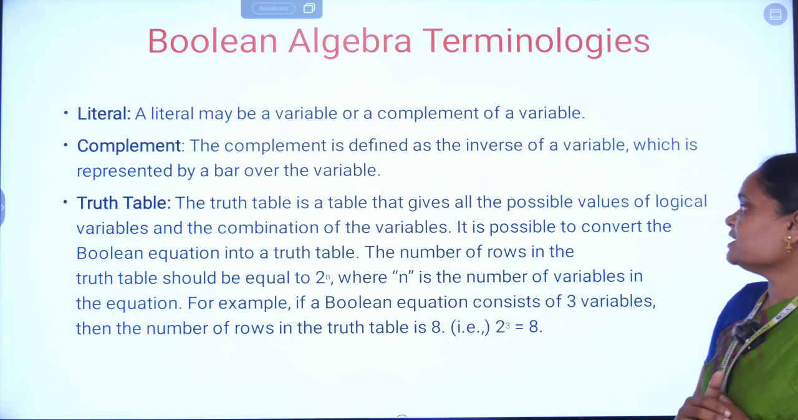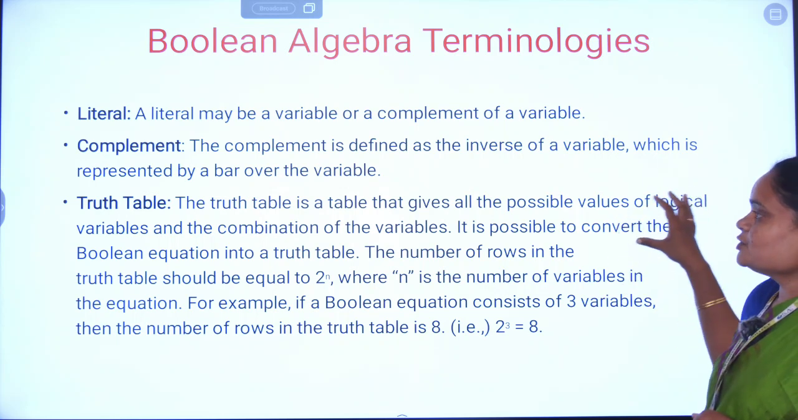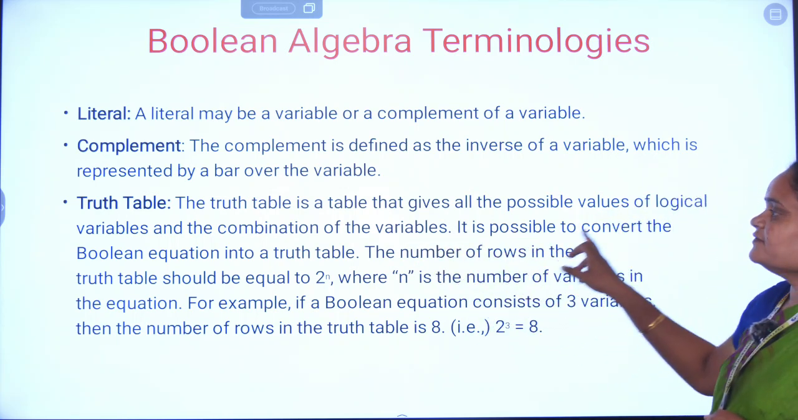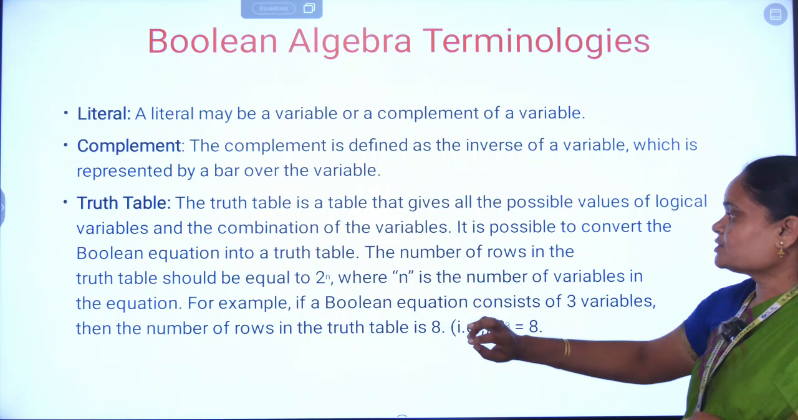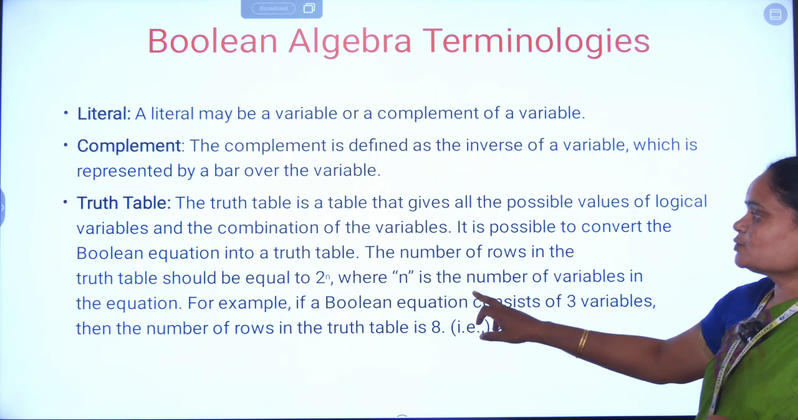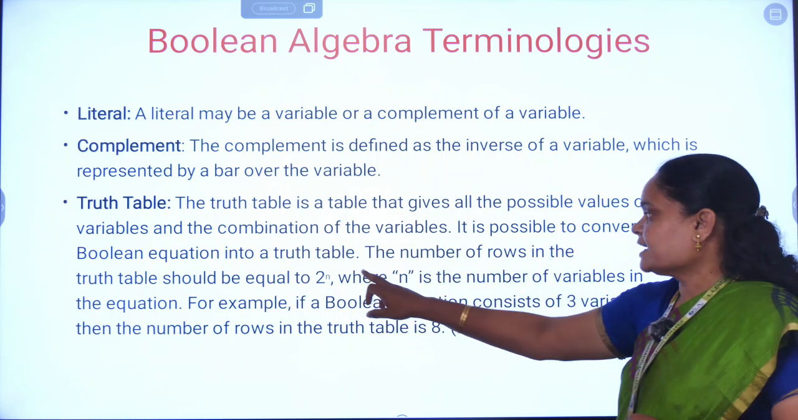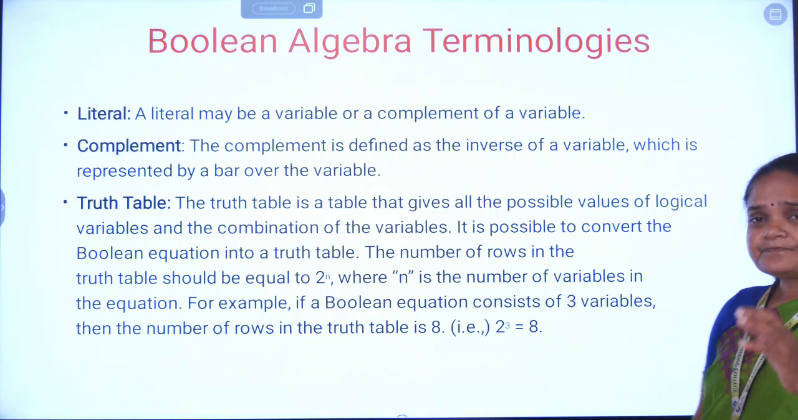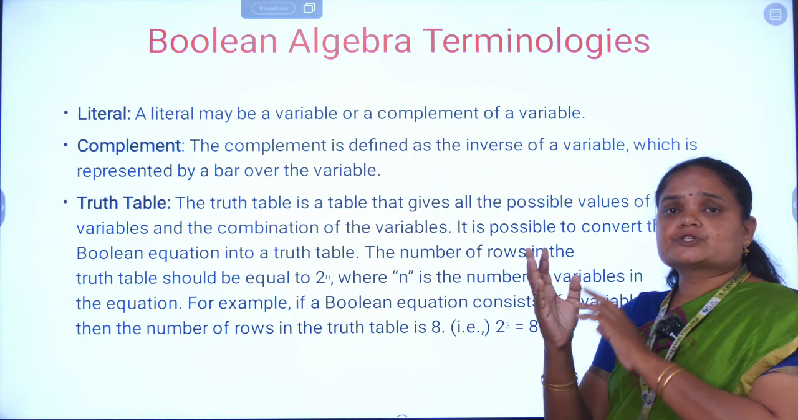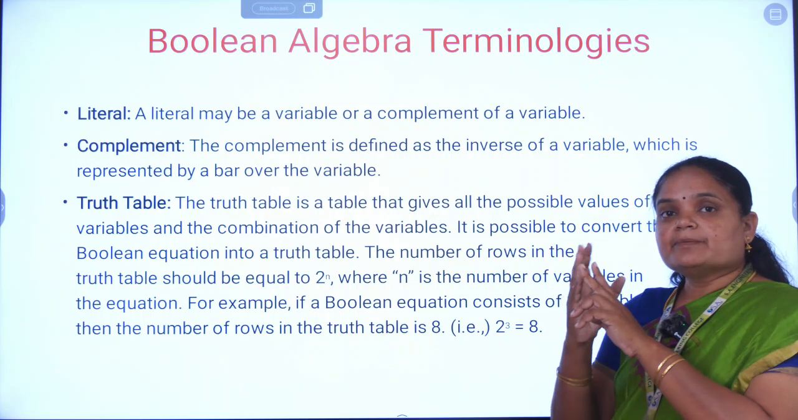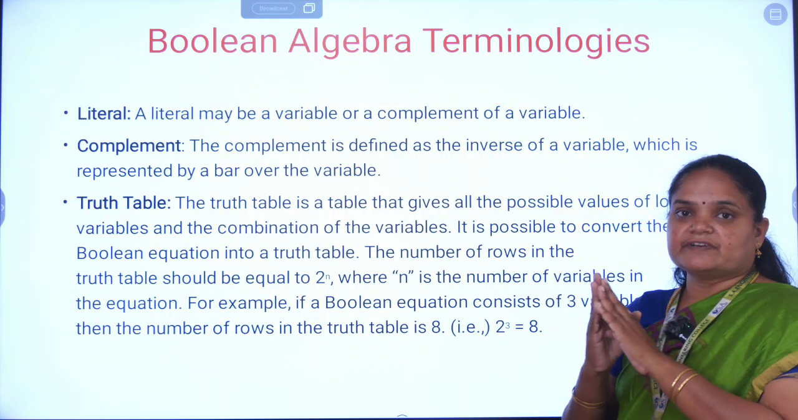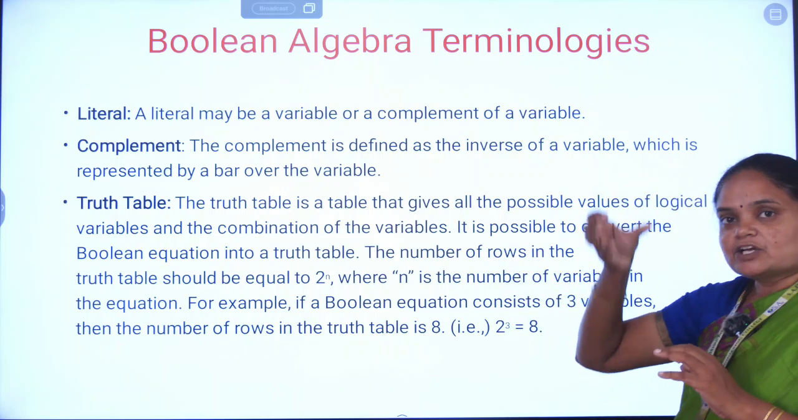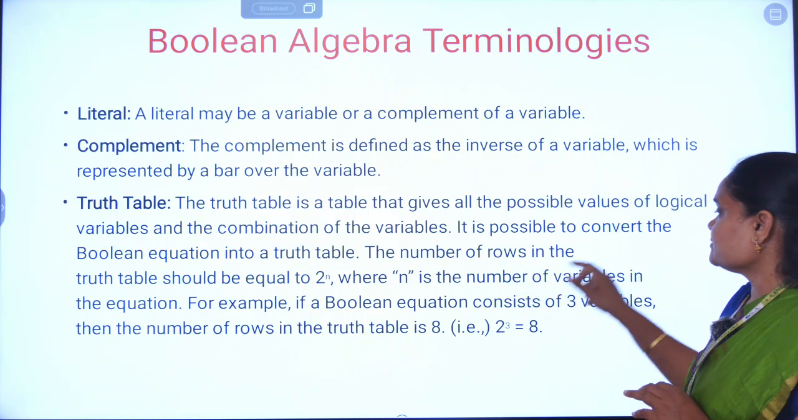A truth table is a table that gives all the possible values of logical variables and the combinations of variables. It is possible to convert the Boolean equation into a truth table. The number of rows in the truth table should be equal to 2 power n, where n is the number of variables in the equation. If 3 variables are used, x, y, z, how many combinations are involved? 2 power 3, which means 8 combinations. So 8 combinations are mentioned in the truth table.